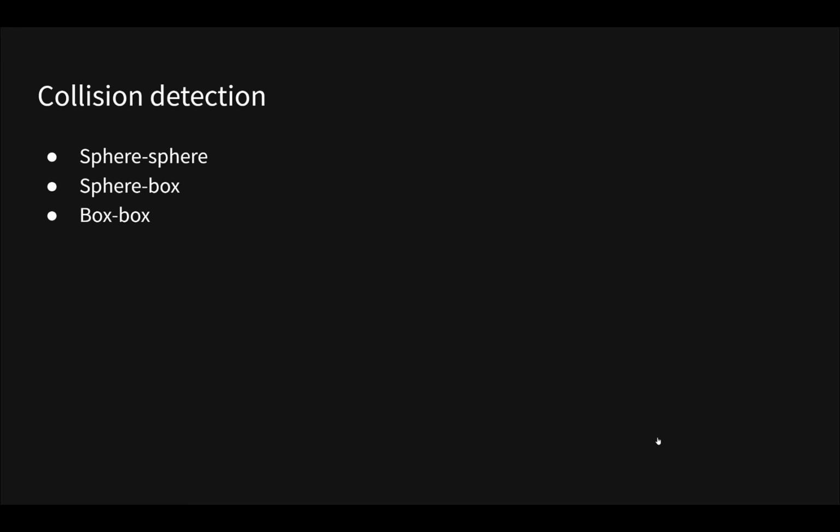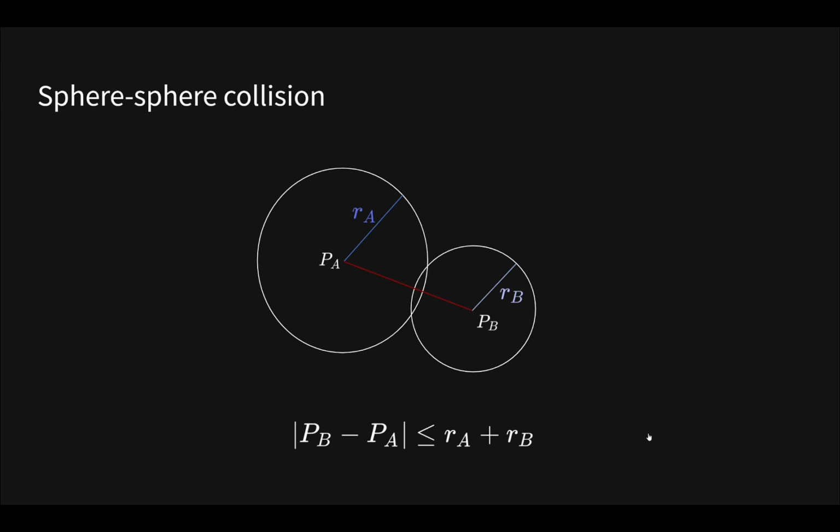Now that's why there are some algorithms that are made to handle a wide range of shapes. There are some algorithms that can handle any type of convex polyhedron or convex shape, really. But in my case, I have just implemented three distinct algorithms for every case. The first one is sphere versus sphere collisions. This is probably the easiest kind of collision detection.